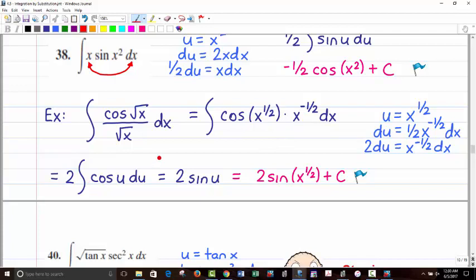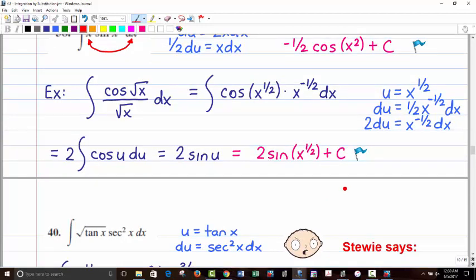So the antiderivative of cosine of u would be, antiderivative is positive sine. So it's 2 sine of u, replace u with x to the 1/2, or the square root of x is fine, obviously. So 2 sine x to the 1/2 plus c. Terrific. Don't want to forget our friend the plus c.